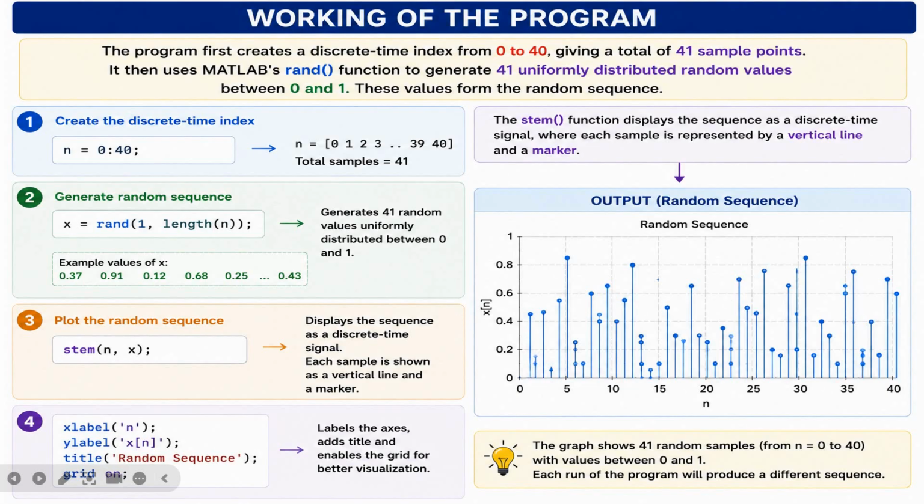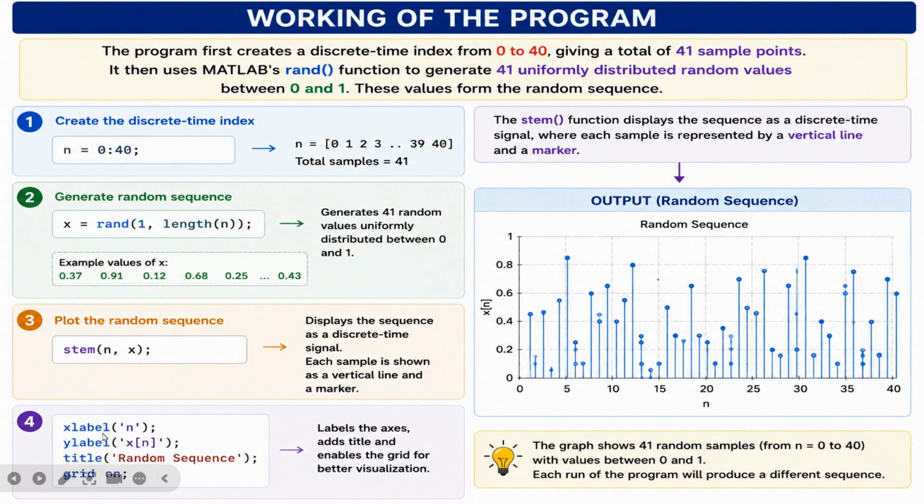Okay. Now each sample is displayed as a vertical line, that is the stem, ending with the marker that represents the sample value. Here this is a dot node, this is a marker which ends the sample value. Now since the signal exists only at discrete values of n, the stem function is more appropriate than the plot function. Okay. So next comes the labeling of the x-axis and y-axis, and giving the title for the graph.